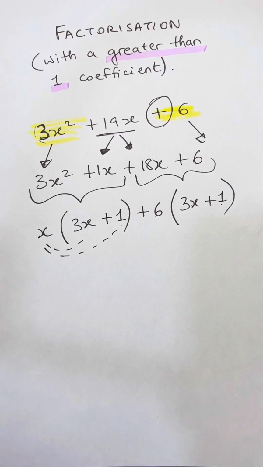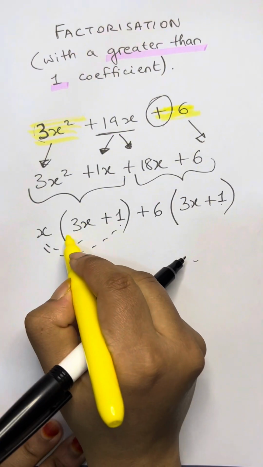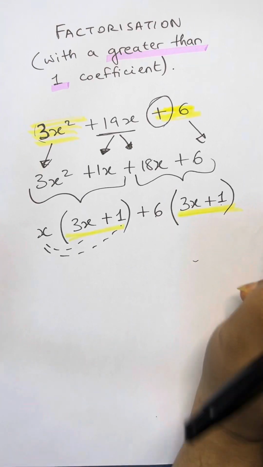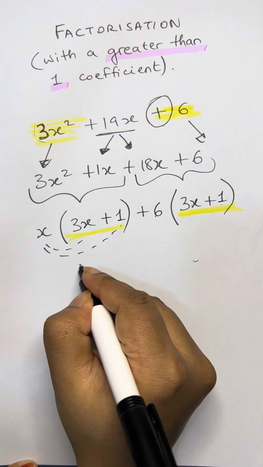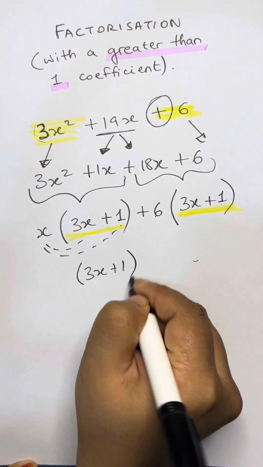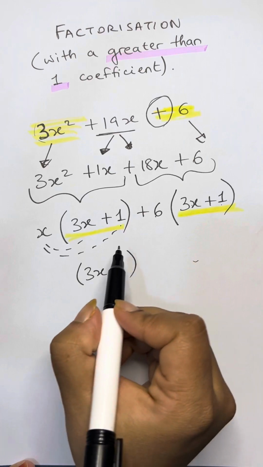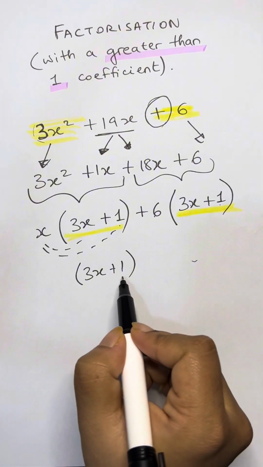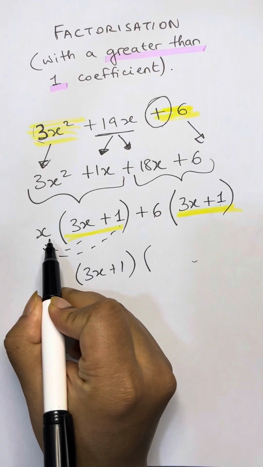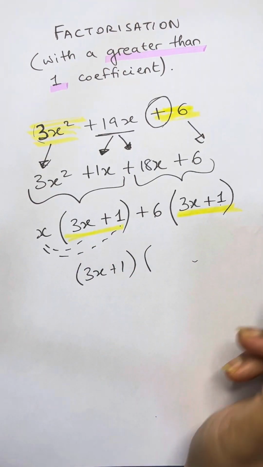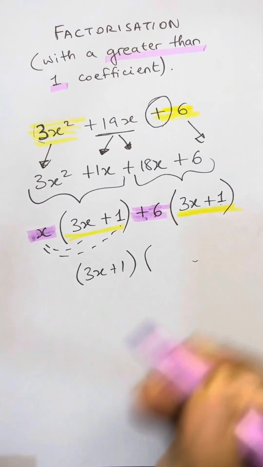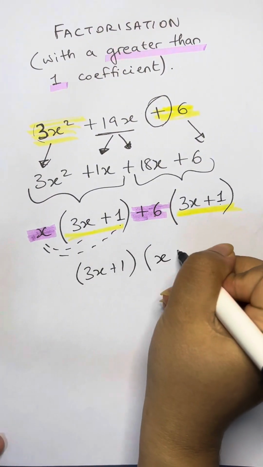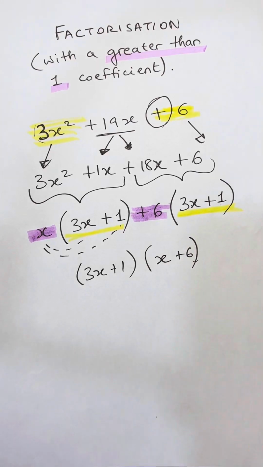Now look at this. I've got the exact same parenthesis, which means that I'm doing this correctly. So your final answer is going to be 3x plus 1. Whatever is inside the bracket is only going to be taken once. And then whatever is left outside the bracket, you're going to write that down. So this is left outside the bracket, x and plus 6. So x plus 6. And that is the final answer, and you're going to get full marks for this type of question.